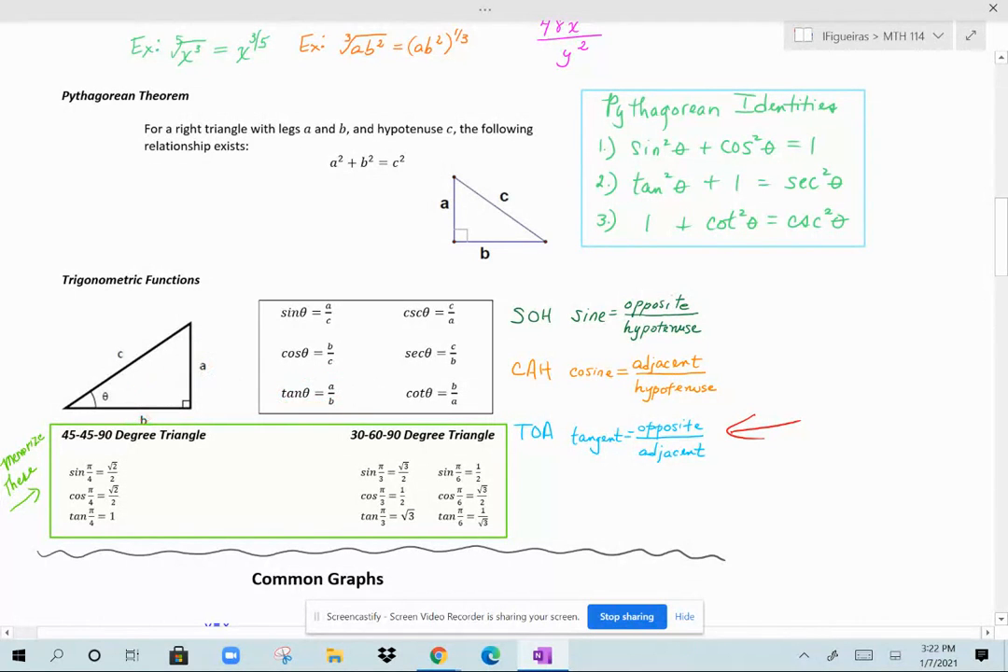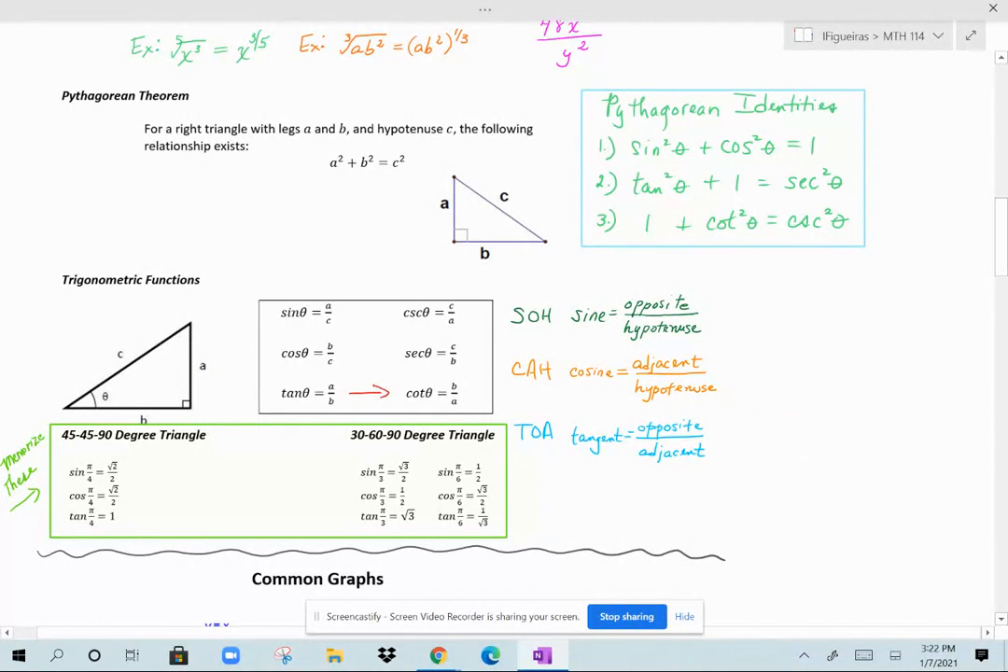Those are the main 3 trig functions. The other 3 are reciprocals of the first 3. So the reciprocal of sine is cosecant. So cosecant of theta is C over A. The reciprocal of cosine is secant. So secant of theta is C over B. And the reciprocal of tangent is cotangent. So cotangent of theta is B over A.